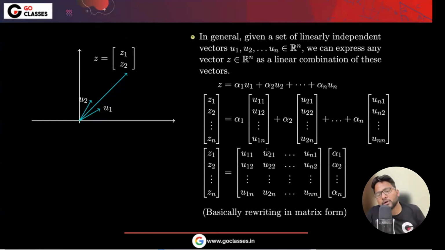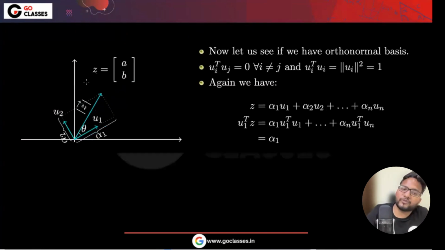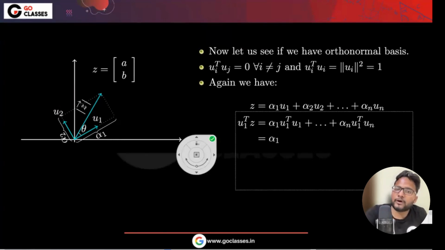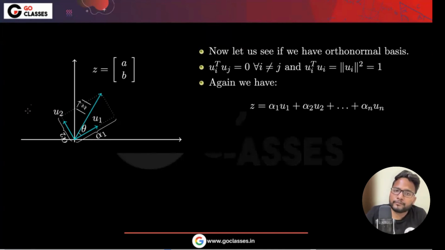So whatever you do, it seems a little hectic. The inverse or the Gauss elimination, it seems a little hectic. We can find alpha 1 to alpha n, but it's not directly straightforward. On the contrary, let's assume that this time we have u1 and u2 perpendicular to each other. In that case, if you want to find this alpha 1, what will you do?